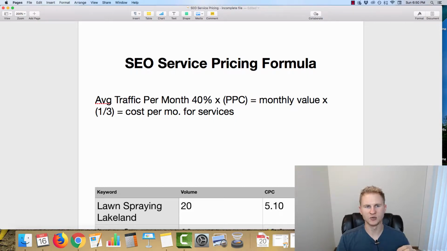So basically what I do is I take the average amount of traffic per month for the keywords that the client is desiring to have their website show up for, add them all up together, and then you multiply that by 40%, or you basically take 40% of that, because the number one ranking is going to get about 40% of that traffic. So then you're able to figure out that, okay, we're going to send this much traffic to this person's website. And then you multiply that number by the average cost per click across all of the search terms. So basically what this does is give you the monthly value of that search, and then you divide that out by 3, so you multiply by 0.33, which would give you the cost for services per month.